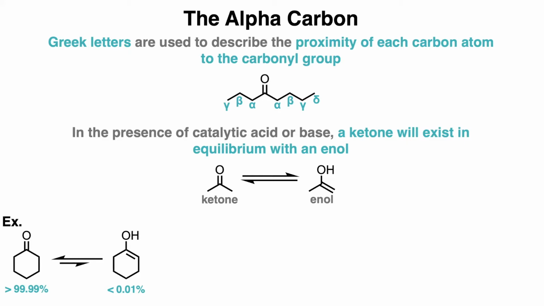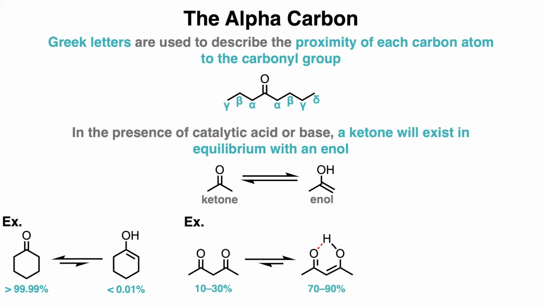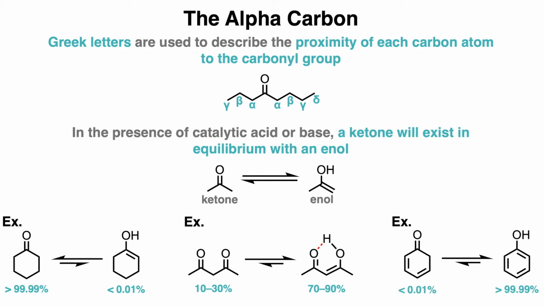There are some exceptions to this though. In the next example, if we look at this beta diketone, its enol form is actually more stable because of the favorable hydrogen bonding interaction between the hydroxyl proton and the nearby carbonyl group, as shown by a red dotted line. This hydrogen bond stabilizes the enol over the diketone. Another exception to this is phenol. The enol is more stable than the ketone because the enol form, phenol, is aromatic and is much more stable than the ketone, which lacks aromaticity.